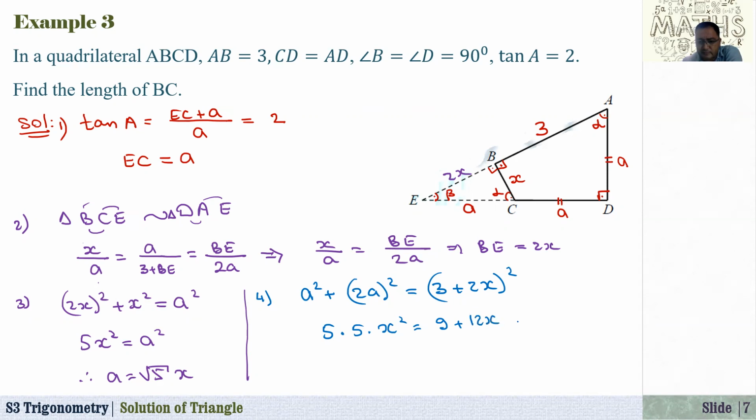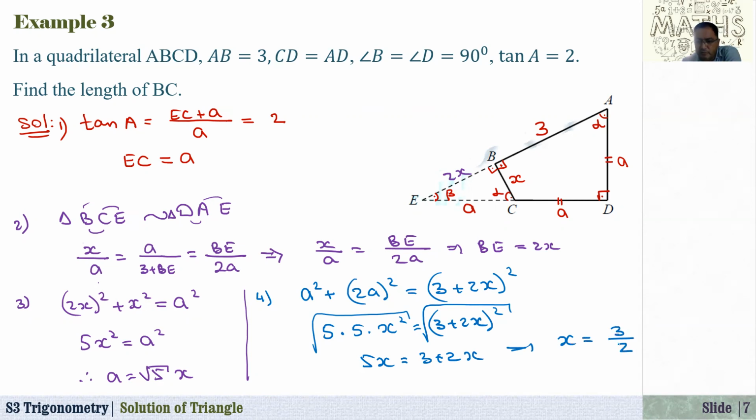No, I don't have to solve it like this. That is 3 plus 2x, because I know that x is positive. If we just take the square root of both sides, on the left hand side we have 5x, and on the right hand side, we have 3 plus 2x. So from here, x is equal to 3 over 2. What is x? It is BC. So BC is equal to 3 over 2.